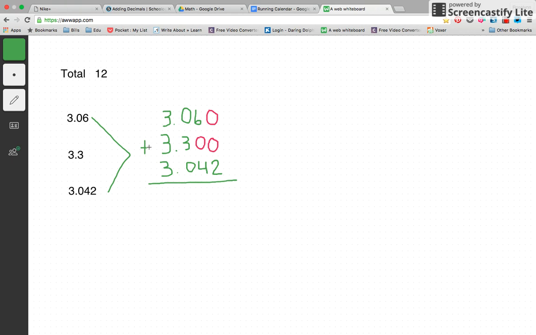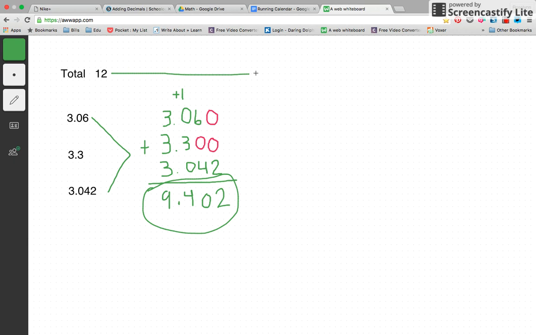So I'm going to add these three numbers together, making sure to line up my decimals, adding up the thousandths. I've got 2. The hundredths, there's 10 hundredths here. And so the total that I have with these three numbers is 9 and 402 thousandths. That would be the total of all three of these. But I need to know what's missing.